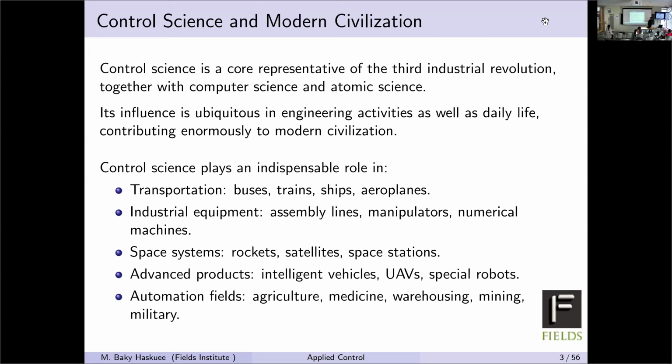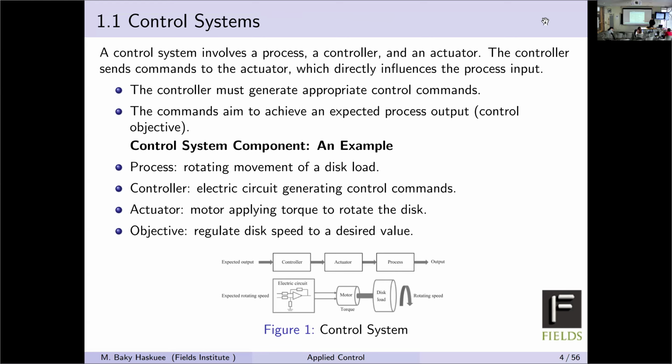And also the aerospace is dominated by the control. So in industrial equipment as well, any assembly line, any production line is robotic, and they use the control and control system. Also, in the daily machines that we use, we see that even washer, dryer, coffee makers, all of them use the control systems. So in a space system, any rocket, satellite that you see, these are using this science, and also in advanced products like the AI that you are using these days to solve some problems, or you get consultation on anything, so it uses the control as well. Okay, and at the end of the story, in automation fields like agriculture, medicine, and warehousing, anywhere you can find a footprint of the control science.